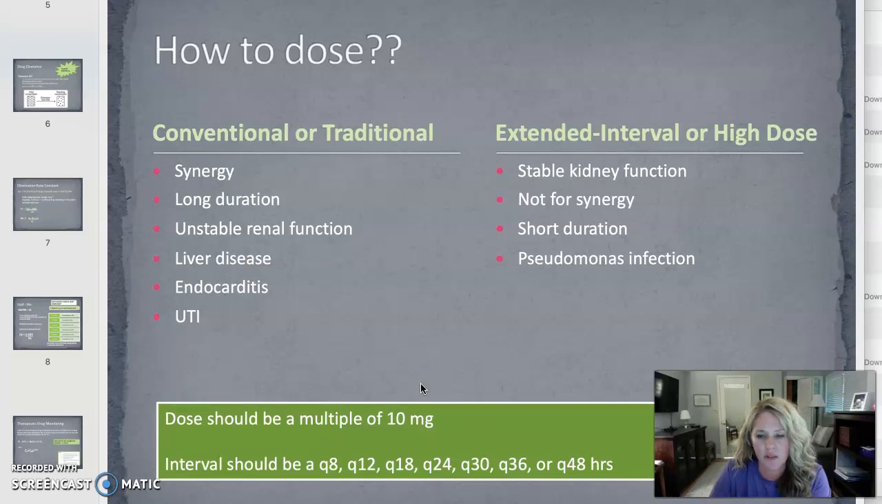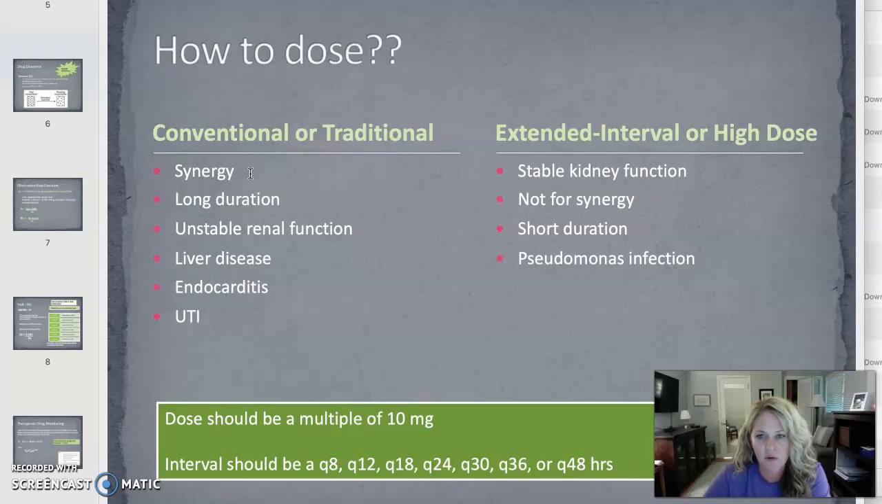Conventional and/or traditional. We use those words interchangeably. And then there's the extended interval or high dose. So we use conventional dosing when we're doing synergy, as in endocarditis. If we're going to have a patient that's expected to be on it for a long duration of time, or if their renal function is not stable. If they have a urinary tract infection, we can also use traditional dosing.